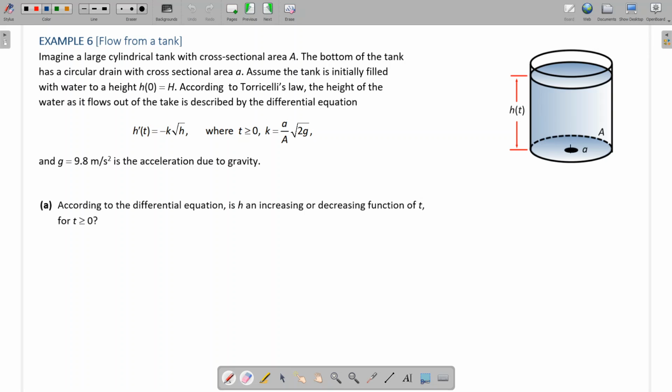Okay, the constant that you get here in front, he already has solved for that. It is the cross-sectional area of the drain divided by the cross-sectional area of the tank itself, multiplied by the square root of 2 times the gravitational constant. It's the same constant that we used in the previous example.